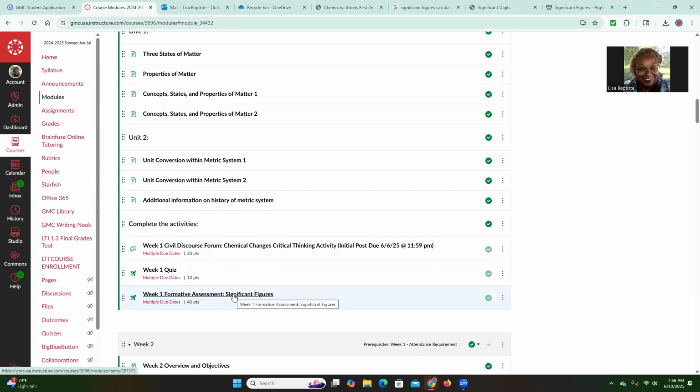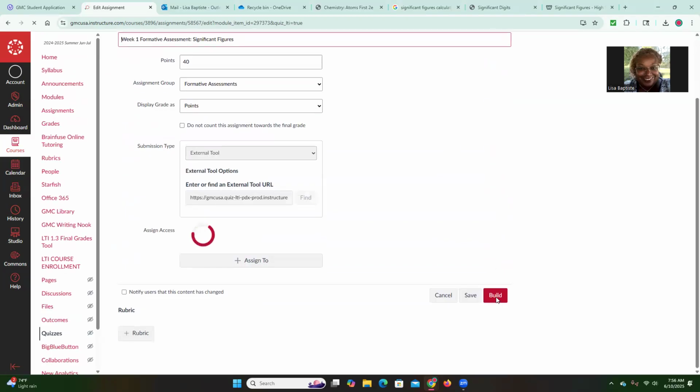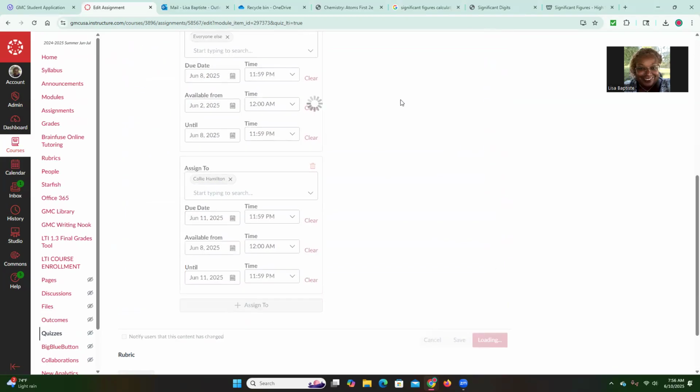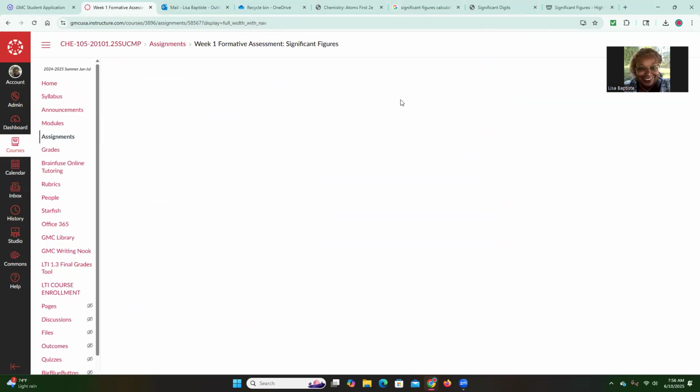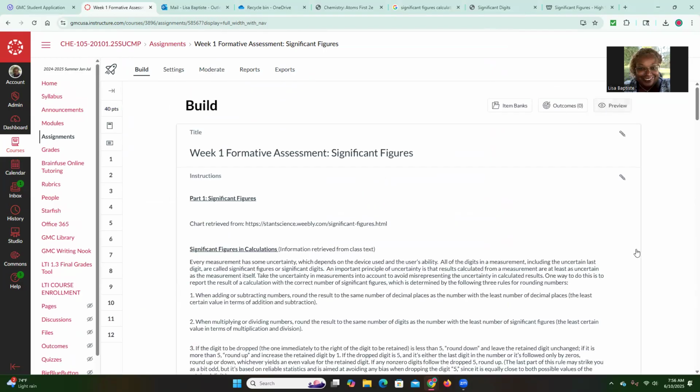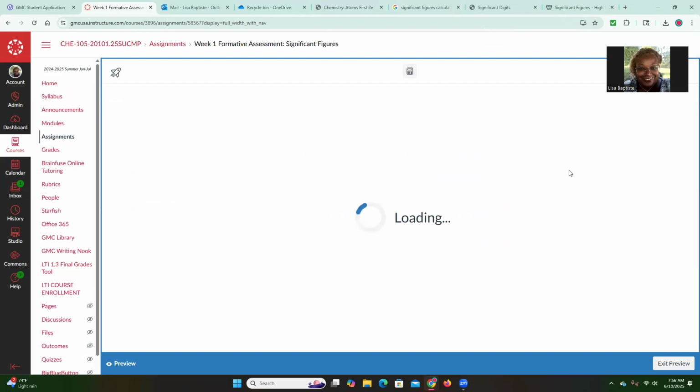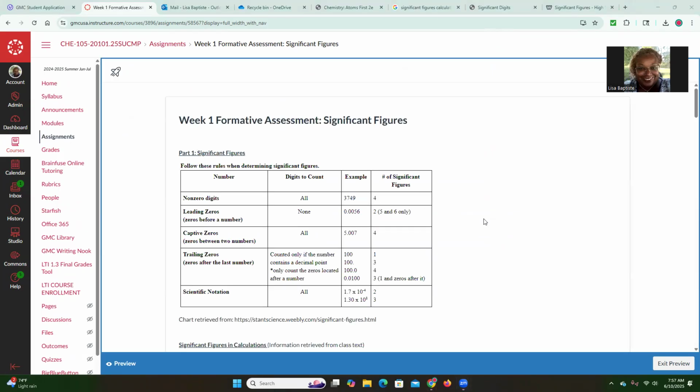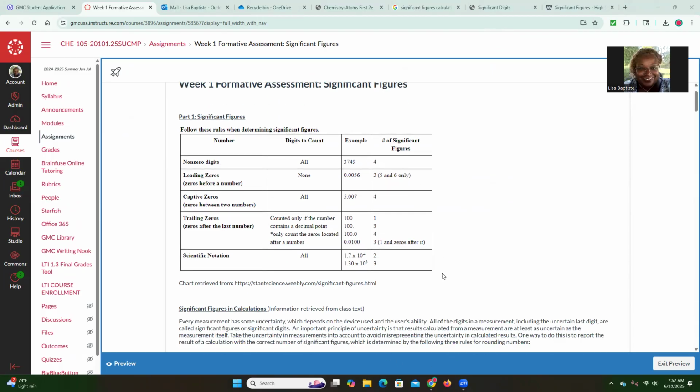And so we want to go to our week one formative assessment, and I'm going to show this in preview mode so that you can see it. It'll come up as an actual assignment when you're clicking on it. All right, so let that come up. So this week we are working on significant figures. And in this first chart, it gives you the rules for significant figures.